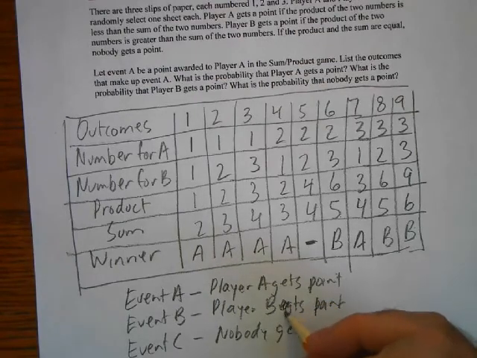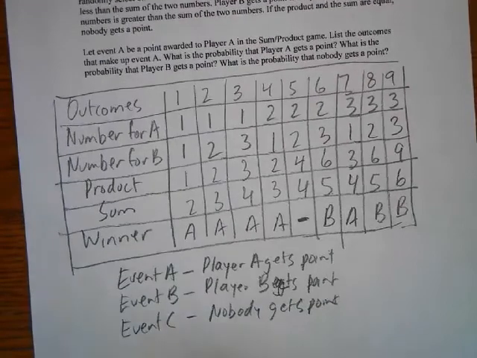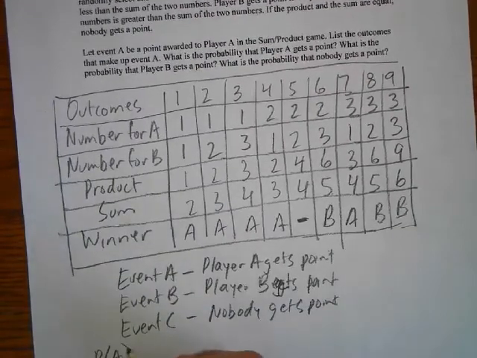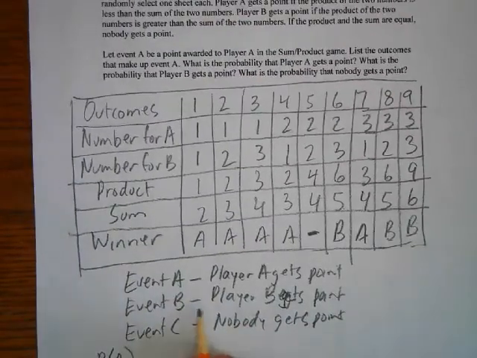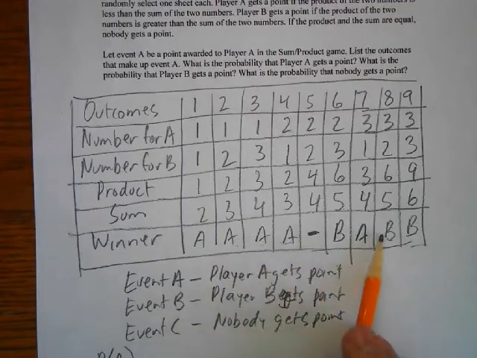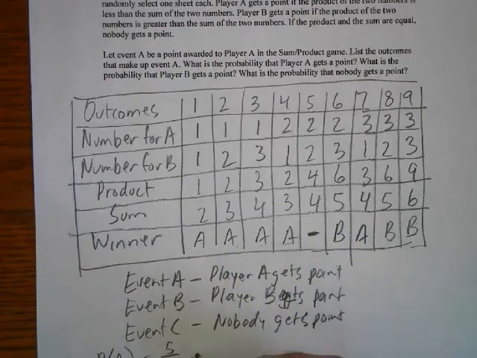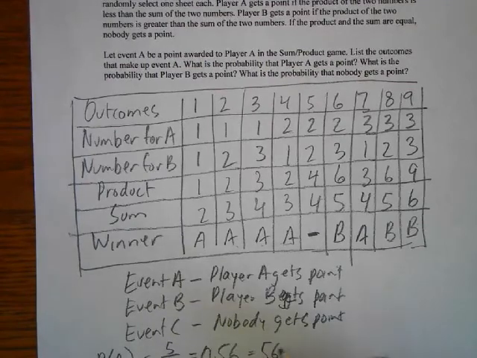Because I spelled this wrong. Okay, so we define the events. Now we do the probabilities. So the probability that A happens, player A gets the point. So we count up how many times A won. So that was 5 times out of a total of 9. So 5 ninths. And that's equal to 0.56 or 56%.